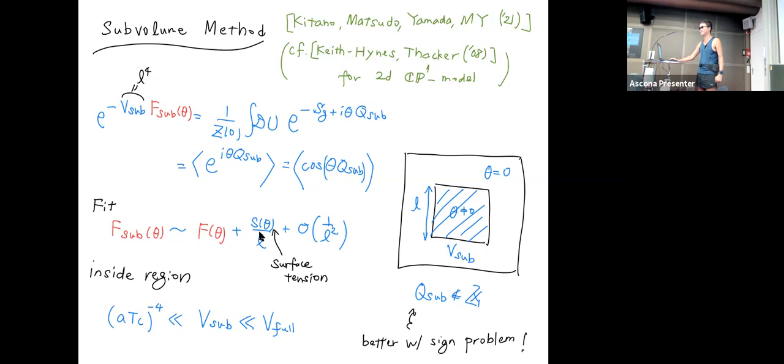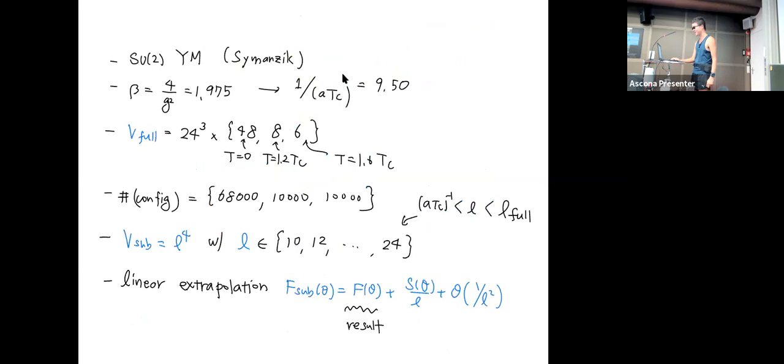And the question in practice is, in this allowed range of the sub-volume, can you fit this profile well with this function of one over L? That's a big question. Sometimes it doesn't work, actually, which is a reflection of this sign problem. So I'm not solving the sign problem, but trying to just circumnavigate it. And okay, these are probably details which don't matter.